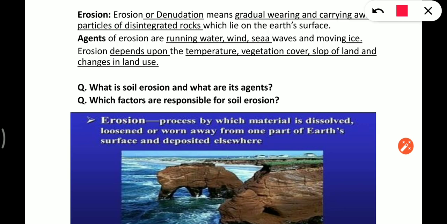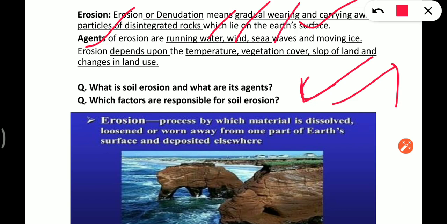Now here we'll discuss erosion. Erosion or denudation means gradual wearing and carrying away of the soil particles of disintegrated rocks which lie on the earth's surface. Now in erosion what happens? First, in the weathering process, the soil particles break into smaller pieces. Then they are transported to another place. This is called erosion. The agents of erosion are running water, wind, sea waves, and moving ice.